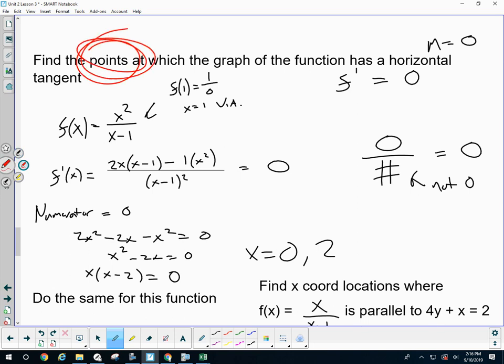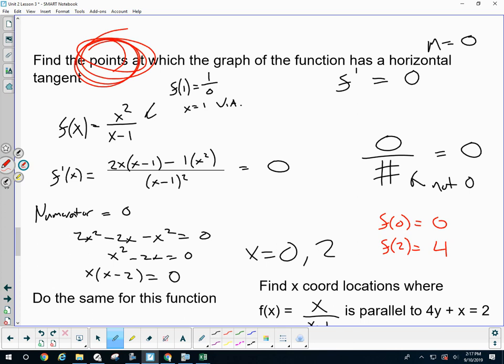Read the question carefully. What are they asking me? Are they asking me for an x coordinate? Are they asking me for the equations? They're asking me for the points at which the function has a horizontal tangent. So, since they're asking me for the points, I need to find the points. What is f of 0? 0. What is f of 2? 4 over 1, 4. So at (0, 0), I have a horizontal tangent. At (2, 4), I have a horizontal tangent.